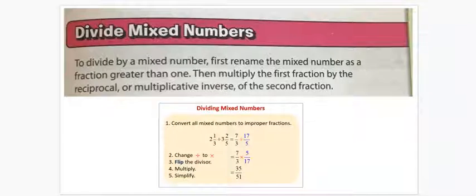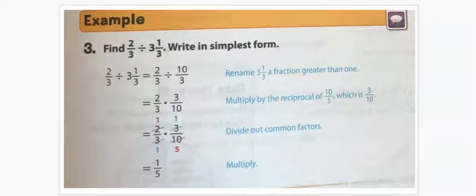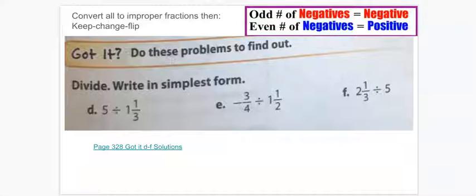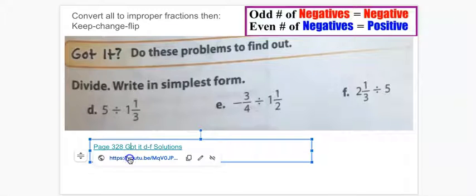of dividing fractions. So example 3, find 2/3 divided by 3 1/3. So first you're going to rename 3 1/3 as a fraction that's greater than 1, so as an improper fraction. 3 1/3 is 10/3 as a fraction. Now we can follow keep, change, flip. So keep 2/3 the same, change the sign to multiply, and flip the last one to 3/10. They did some canceling out. 3 and 3 cancel out, and then 2 and 10 would be 1/5 simplified down. Let's follow this video here to see how to solve these 3 problems in the book.